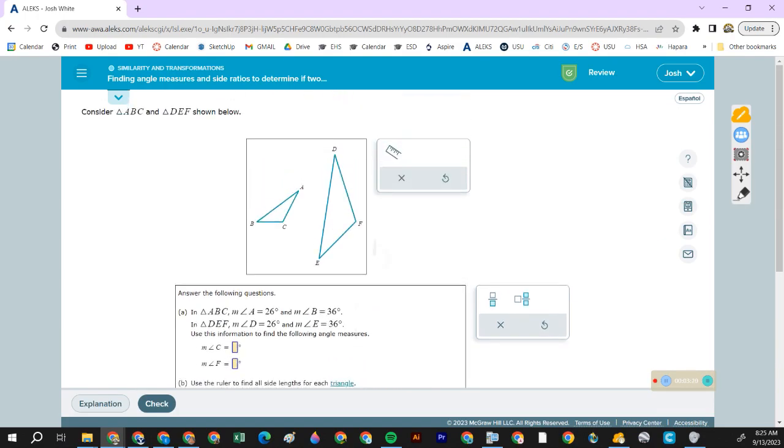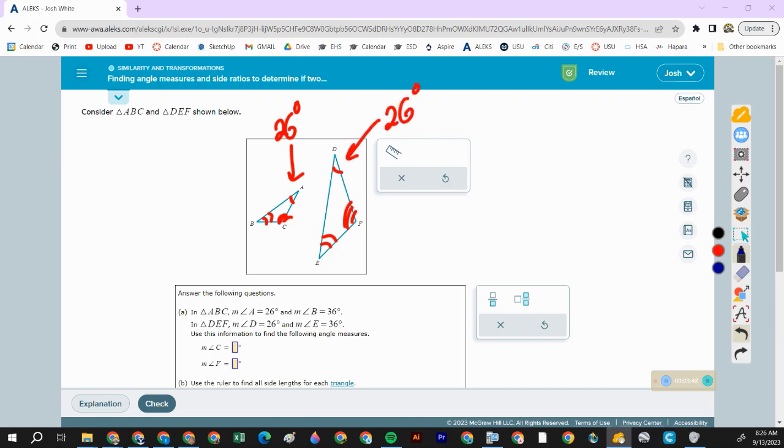Okay. Here we have two triangles that are similar. So we have the small angle, the small angle, the middle angle, the middle angle, and the large angle, and the large angle. So in triangle ABC, A is 26. So this is 26 degrees, which means this is also 26 degrees. B is 36. So my 36 is over here, which means this one is 36.